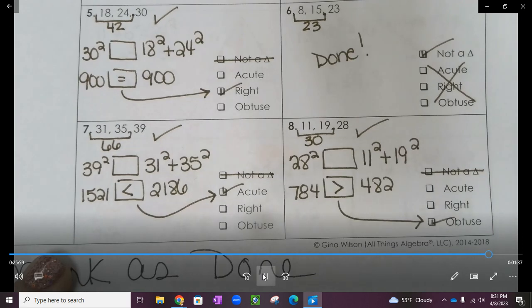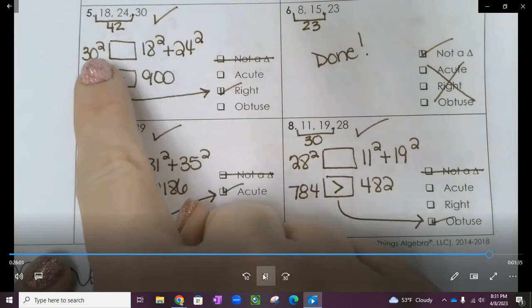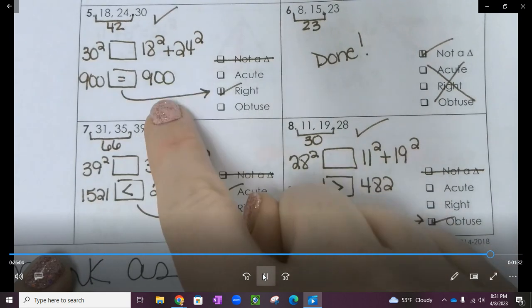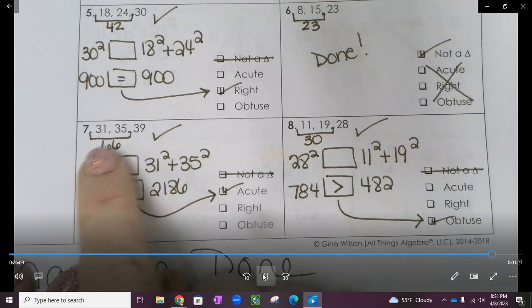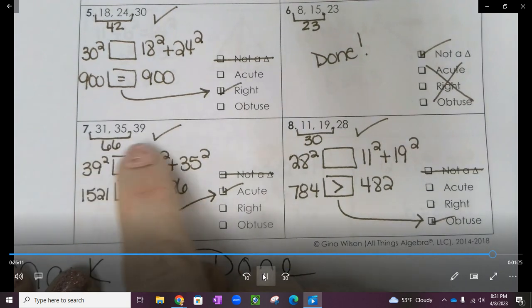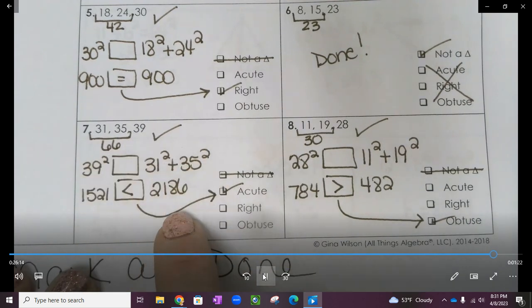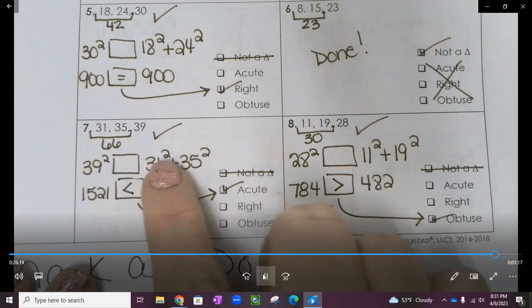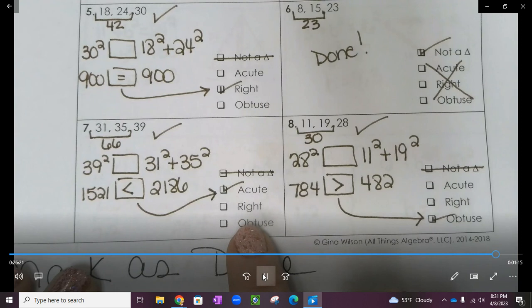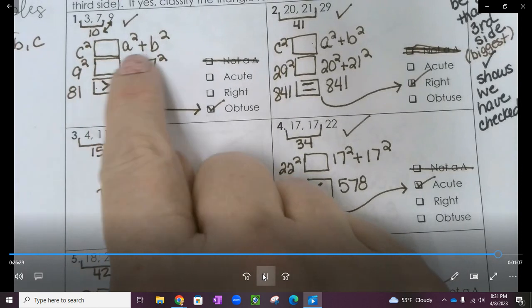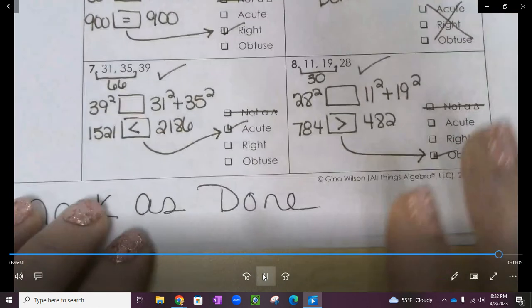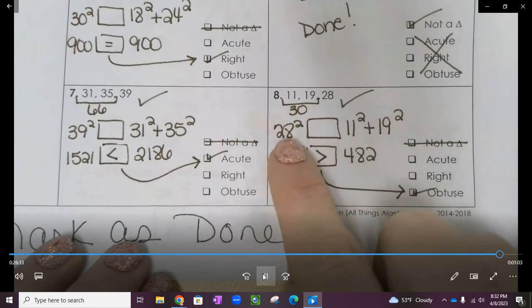Here are the answers that I got. Number 5, 30 squared, 18 and 24 squared, and that ends up being right. We didn't have to do number 6. Number 7, 39 squared, and then 31 and 35 squared. That one ends up being acute. 1521 is less than. Do you see that if you didn't write it backwards, you would put this as your answer? Converse is very, very important. You guys need to get used to seeing it like this, C squared first.